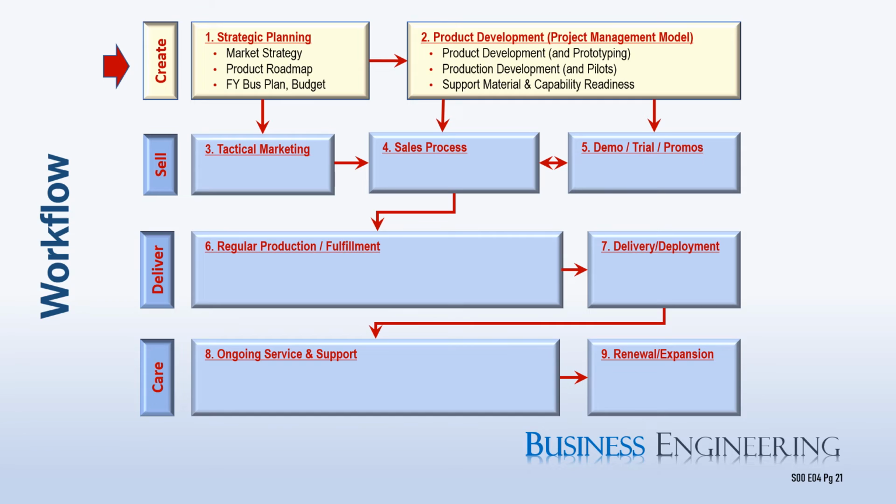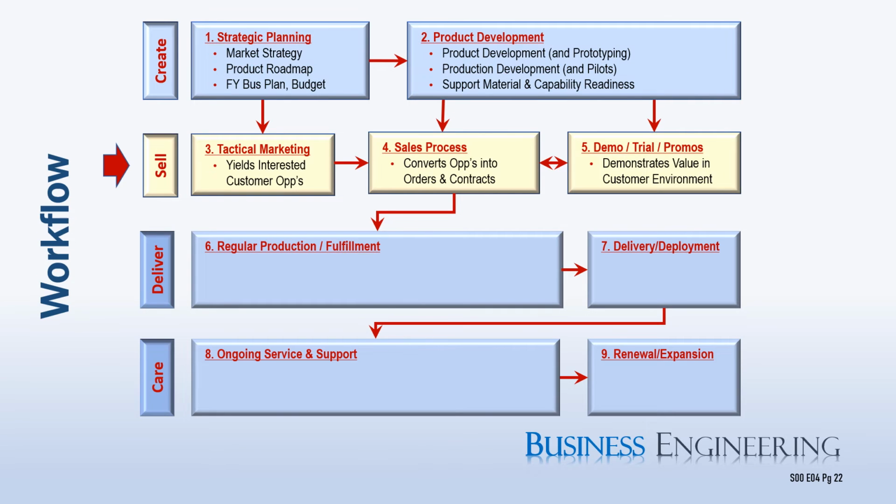Box number 2 is that of product development. This is the process where products and/or services are fully developed and ready for repeat production. In many cases, this follows a project management model. Moving to the sell process. The output of box 1 feeds box number 3, which is tactical marketing.